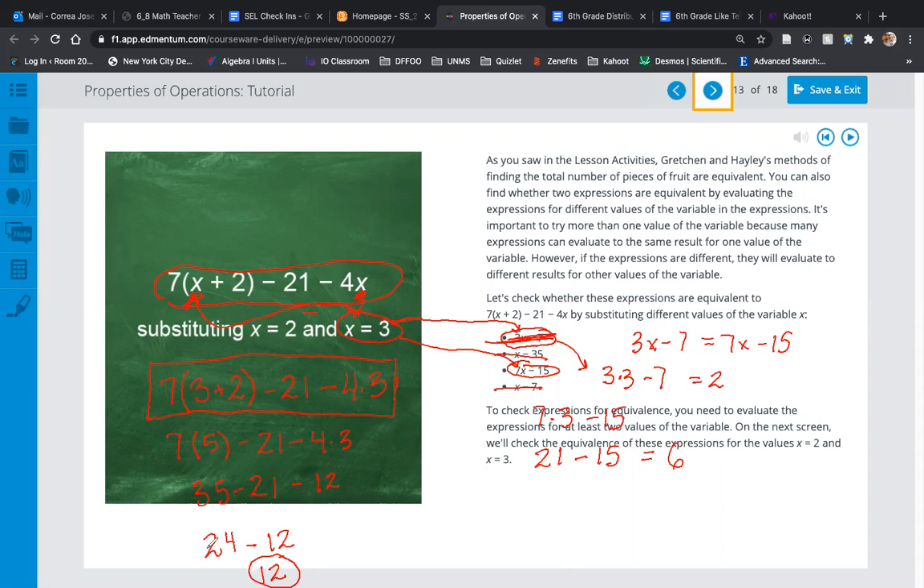Okay, I'm not sure how I got 24 here. 35 minus 21 is 14. 14 minus 12. Okay, got it. So that gave me 2. So this one should be 2, not 12. So the answer actually was the first one, right?